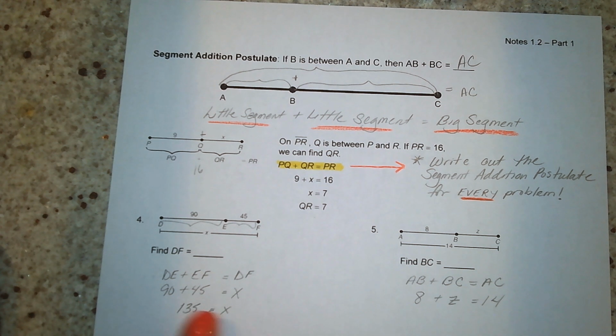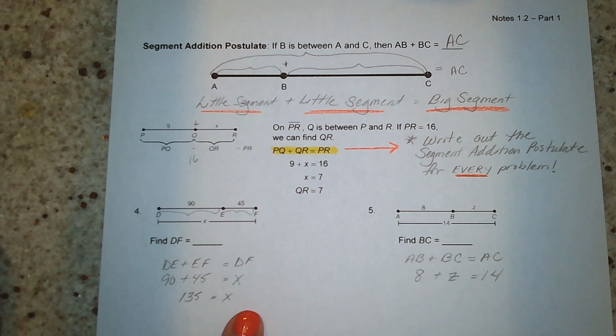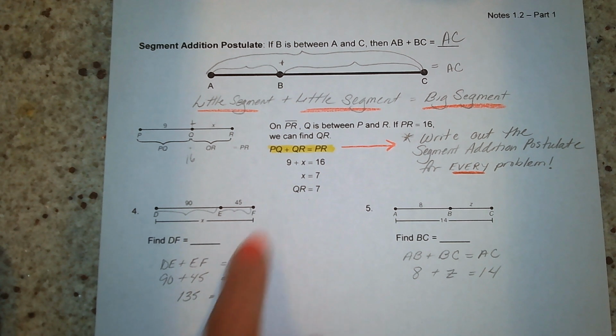So now we just found X. You always want to double check. X may or may not be your answer. They're asking you to find DF. Well, DF is our X.